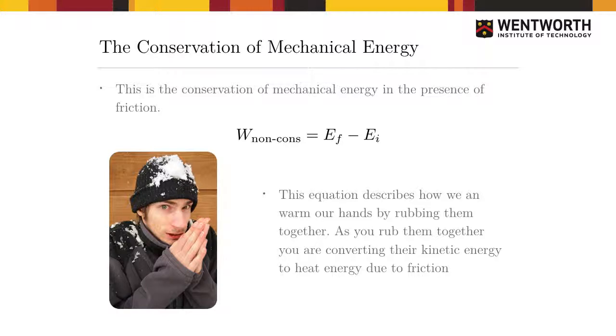It's this equation that describes what's going on when a creepy snow-covered guy rubs his hands together to warm up. As you rub your hands together, you are converting kinetic energy, the motion of your hands, to heat, which is another form of energy. The heat is represented by the work done by non-conservative forces in this equation.